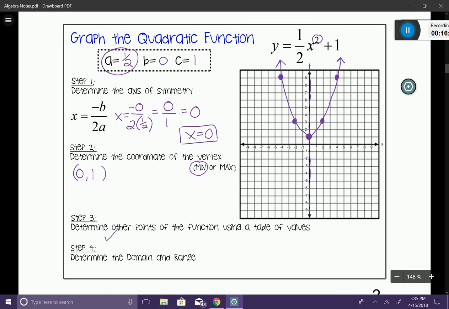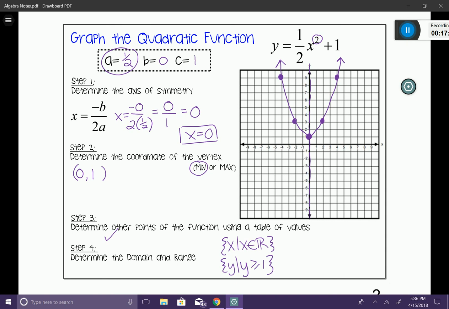Now let's take a look at step 4, determine the domain and range. All right, I'm going to say x such that x exists in the reals. And I'm going to say y such that, let's go find my minimum y value. You can see that it's actually on the y-axis and it's going to be 1. So it'll be everything y is greater than or equal to that 1. All righty, and that's how you graph a quadratic function.